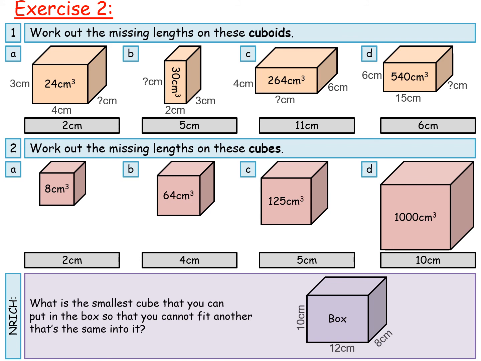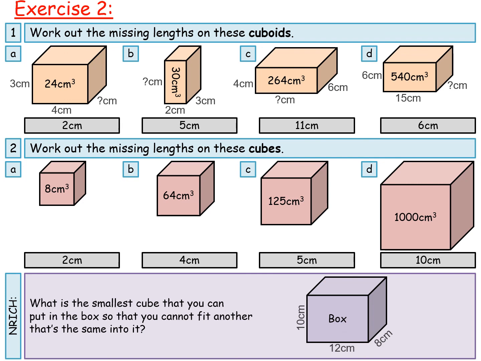So work out the missing lengths on these cuboids. You knew the volume and you could probably see which side was missing here. This was quite a tricky one. But again, notice that because these are just the lengths of the sides, they're not in centimetres cubed, they're just in centimetres. It's just your volume that is in centimetres cubed.